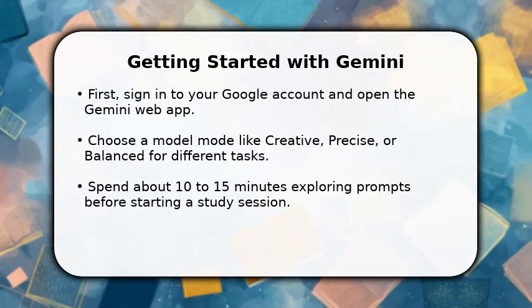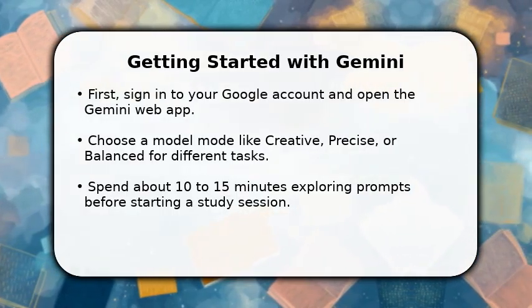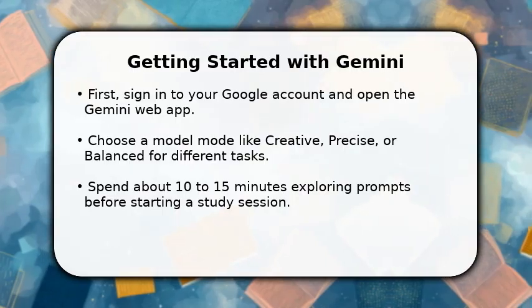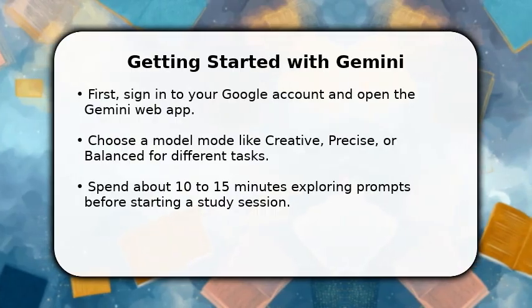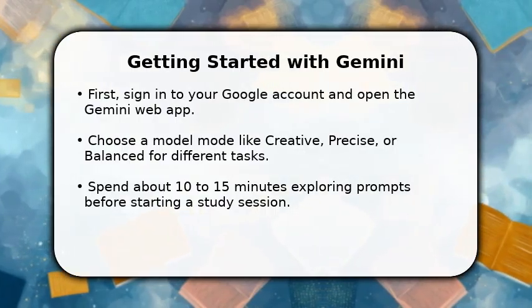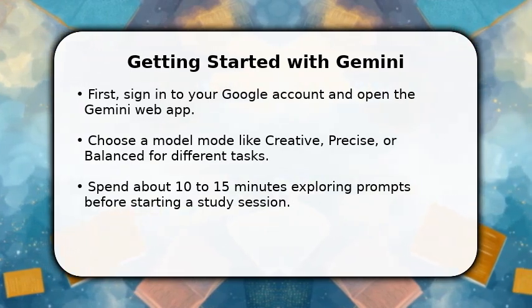Choose a model mode like Creative, Precise, or Balanced for different tasks. Adjust temperature and response length to control creativity and brevity. Spend about 10 to 15 minutes exploring prompts before starting a study session. Save your preferences so Gemini recalls them for future study sessions automatically.